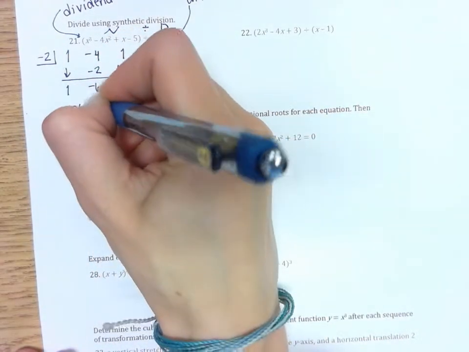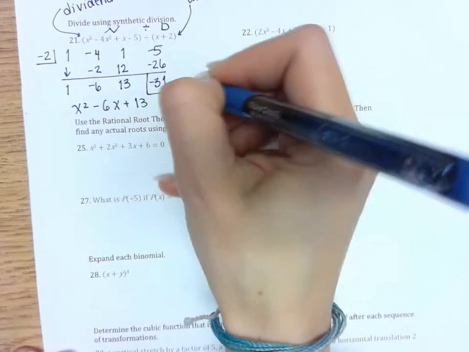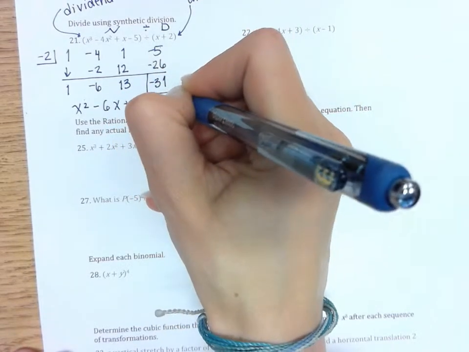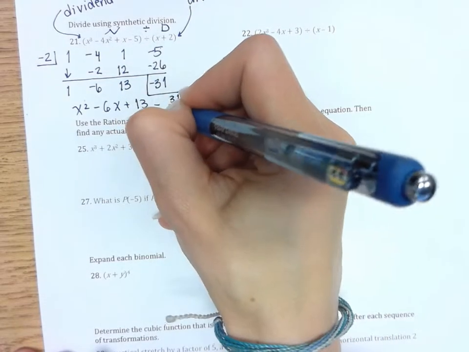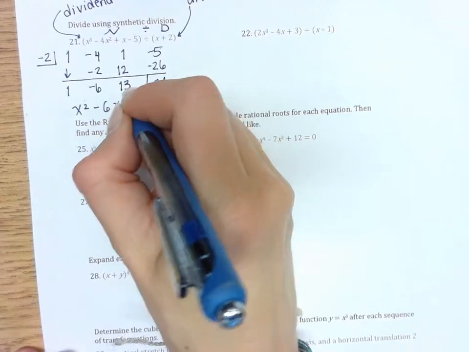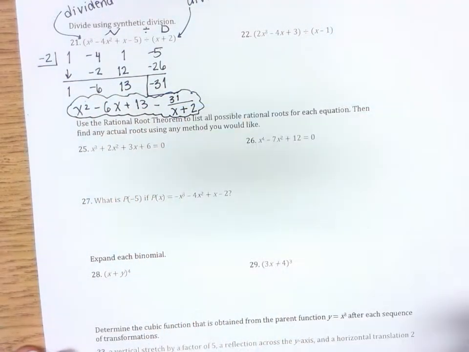X squared minus 6x plus 13. Remainder. Don't write r equals -31. We're big kids now. Let's do this. Minus 31 over, what were we dividing by? X plus 2. That is your answer. If the directions say divide, your answer is a quotient. Okay? Think about what the directions say.